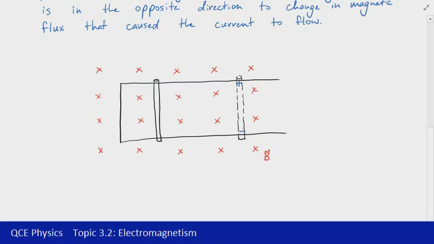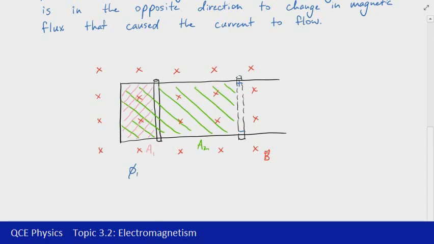Now the first thing to do here is to consider that the reason the current flows is because of a change in the circuit, and that has to do with the area through which the field is passing. So if we indicate first of all that initially the area is given by this pink shaded area, let's call that area 1, and then at some later time that area has increased and is now given by this green shaded area instead. And we'll call that area 2. So the initial flux Φ1 is given by B multiplied by area 1, and the final flux Φ2 is given by B multiplied by area 2.